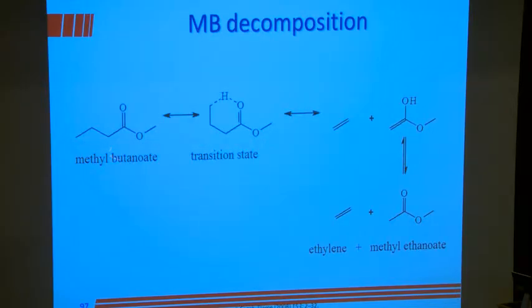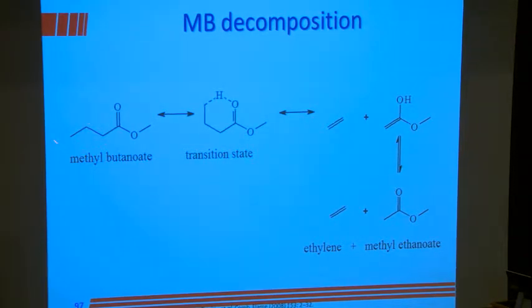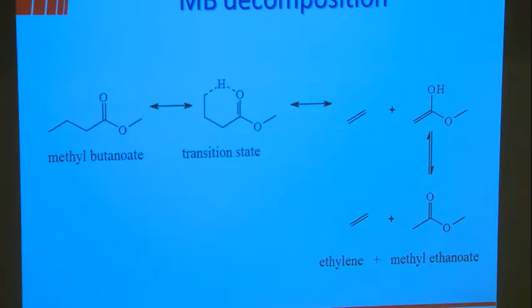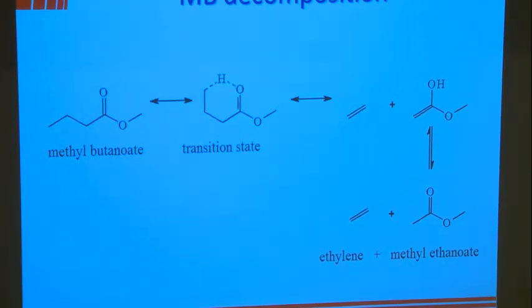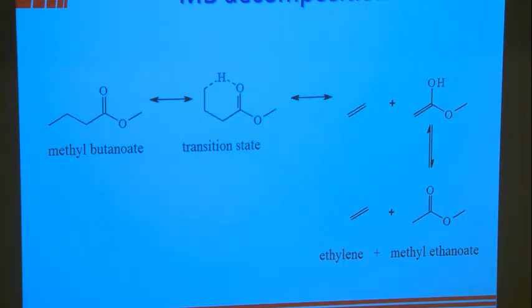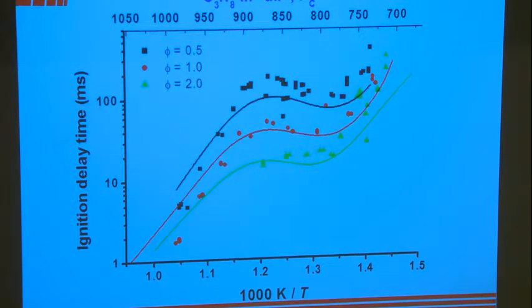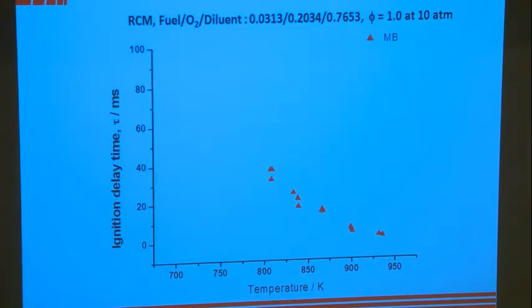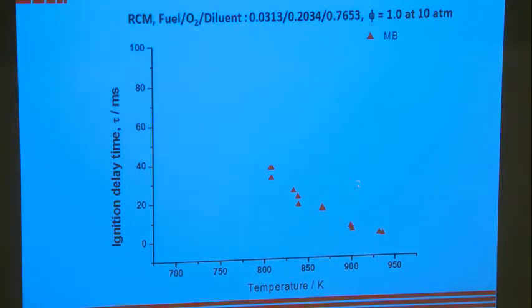Because if we look at methyl butanoate, you can see here we have CH3, CH2, CH2. So we have an N-propyl group here on methyl butanoate. And so you would expect methyl butanoate to have reactivity similar to propane because it has that chain with the ester group, C double bond O, OCH3, next to it. So you'd expect it to behave like propane. That would be a good guess going into the problem. But actually, it doesn't. So this is actually what methyl butanoate reactivity looks like.